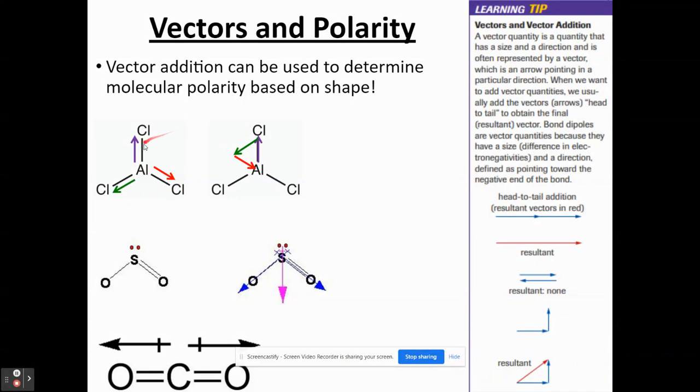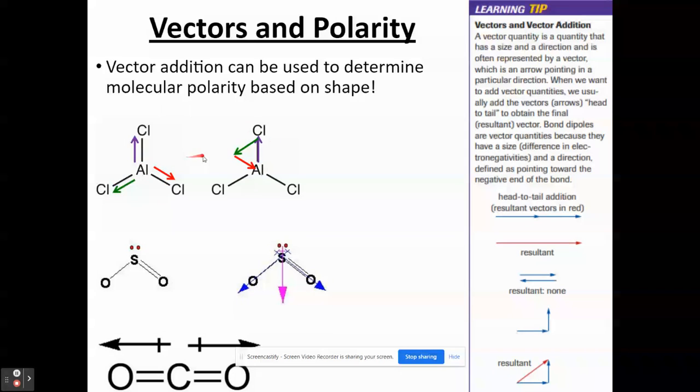Here we can see some dipole arrows drawn for aluminum chloride. We have arrows pointing towards Cl, towards Cl, towards Cl. And what you'll notice is that since they're all pulling in equal and opposite directions in a symmetrical way, they're going to cancel out. And so how do we do that?